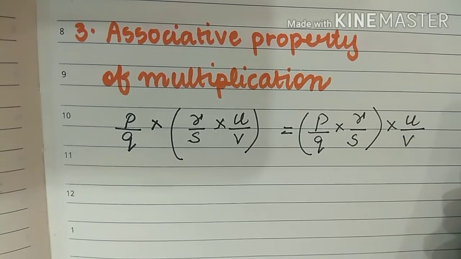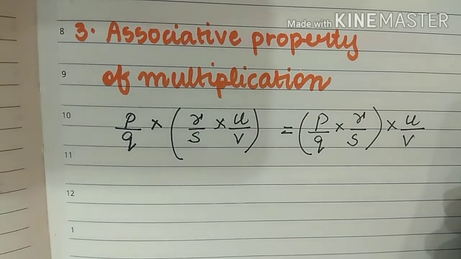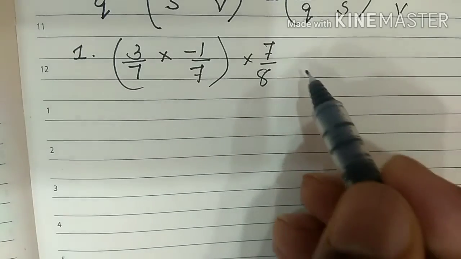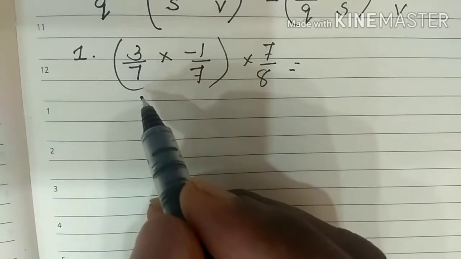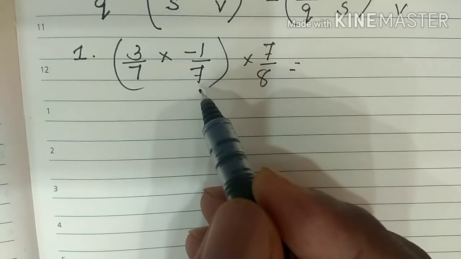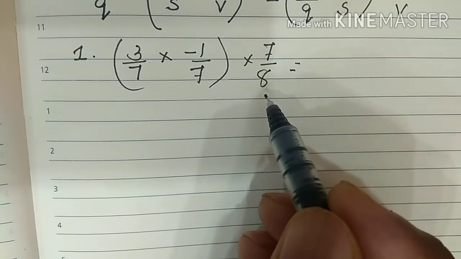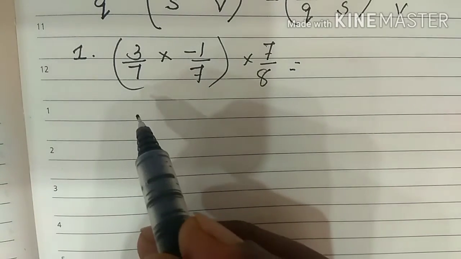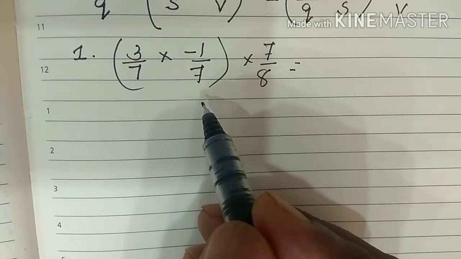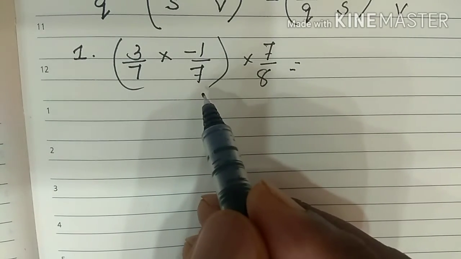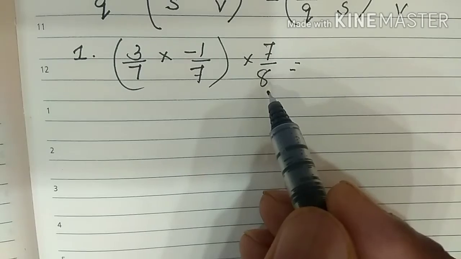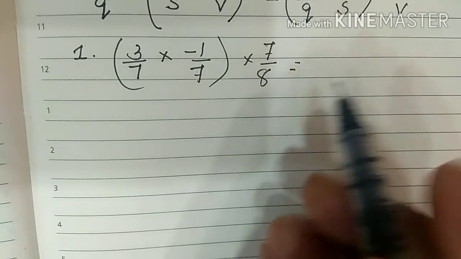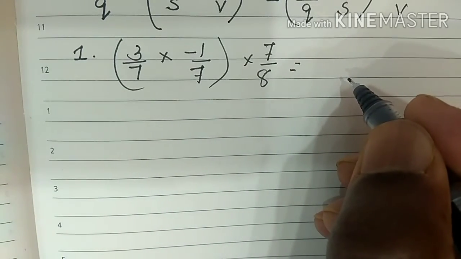Okay? Let's learn it with the help of few examples. Okay. Look here. So here I'm going to multiply three rational numbers. What are they? 3 by 7 into minus 1 by 7 into 7 by 8. In order to multiply these three rational numbers, I'm going to multiply first and second together first. You can also multiply second and third. Alright, I'm multiplying here first and second. That is why this is put in brackets. Okay, so 3 by 7 into minus 1 by 7.